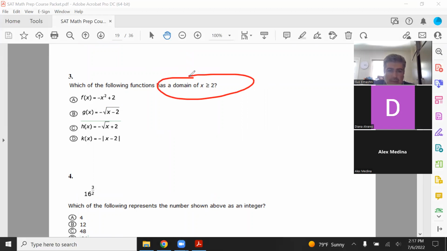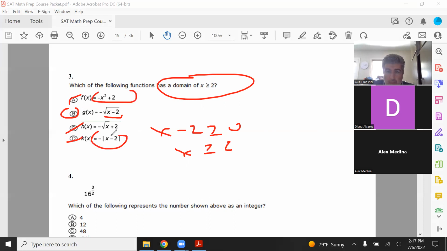So you want your domain to be x greater than or equal to 2, and that's why I'm going to go with B, because this cannot be negative. It could be 0. It's the one that would have a restriction, except for C, where x had to be bigger or equal to 0. The other ones, A and D, would not have restrictions because they're just squaring or absolute value. Usually you're going to see restrictions when you have x in the bottom of a fraction, or if you have a radical, like an even radical, you have restrictions there.